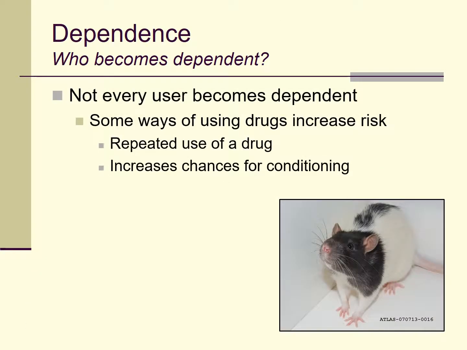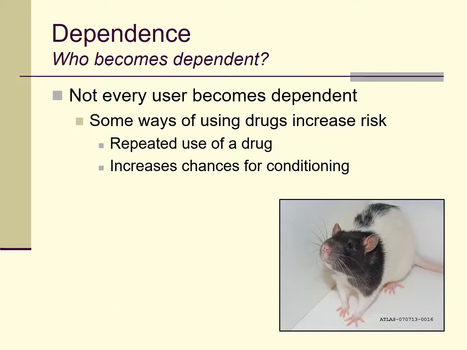So another important idea here is that not every user becomes dependent. Some ways of using drugs increase risk. If you use a drug in a way that produces a strong positive effect, like shooting a shot of whiskey or smoking a cigarette as compared to smoking a cigar, that will increase the likelihood, relatively speaking, of you becoming addicted. Also, if you use a drug repeatedly, you have greater chances to develop conditioned associations for that drug use.